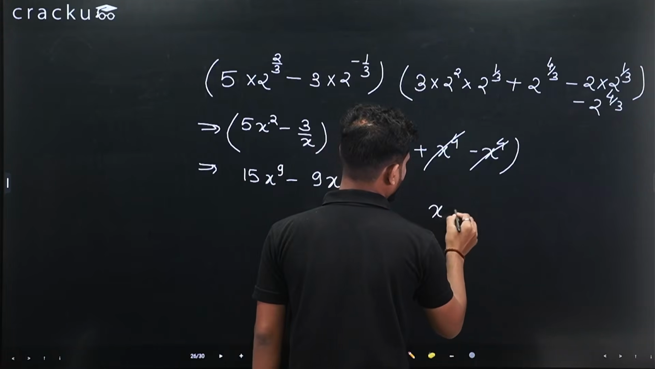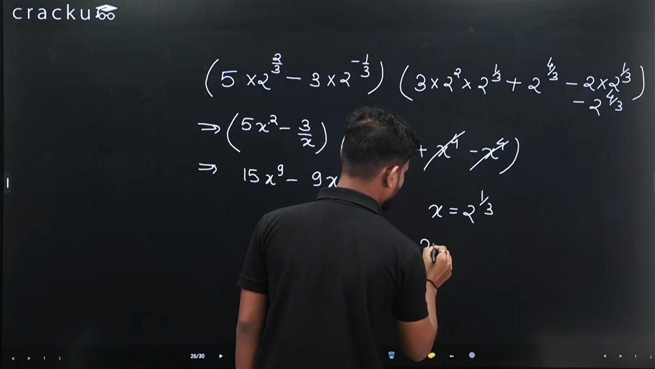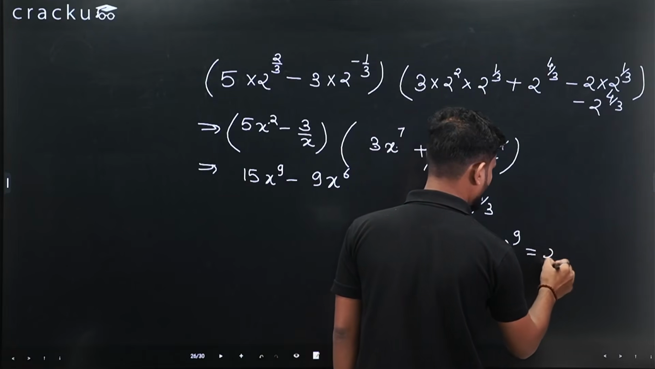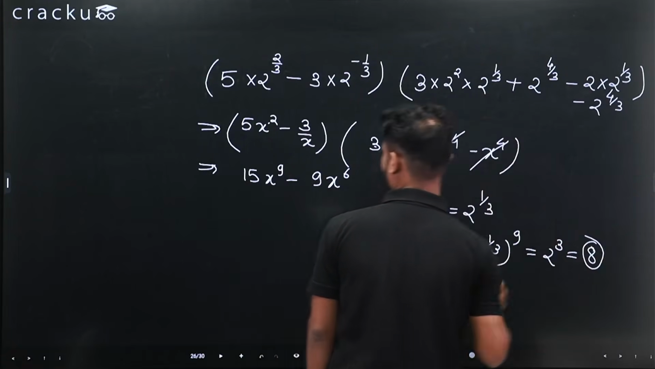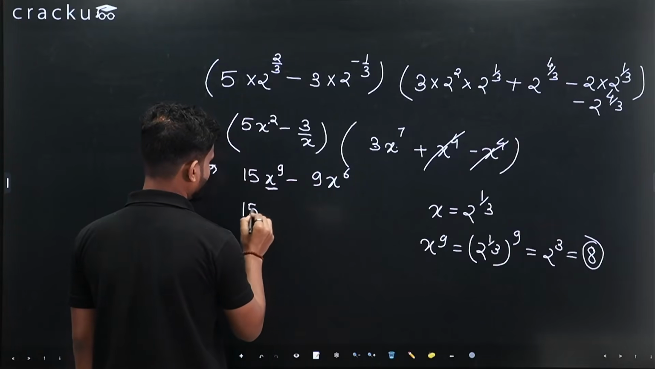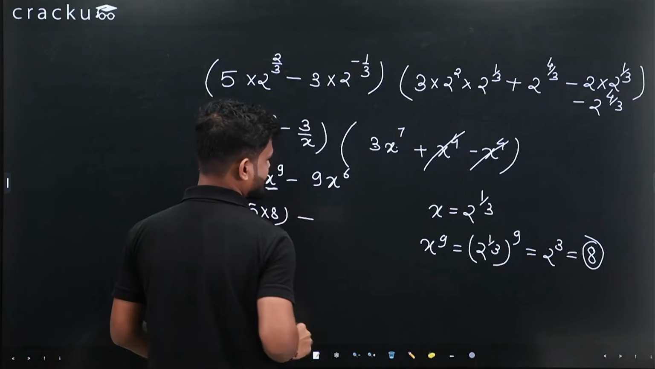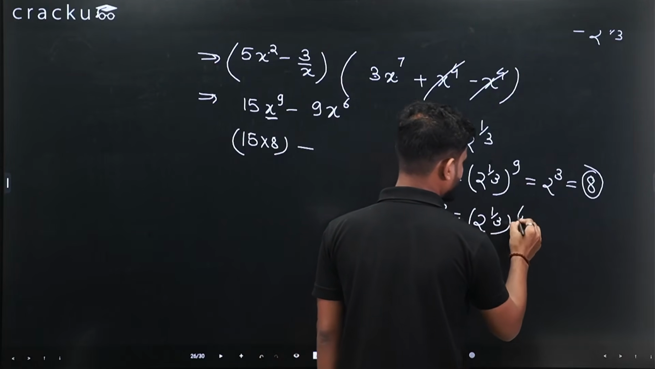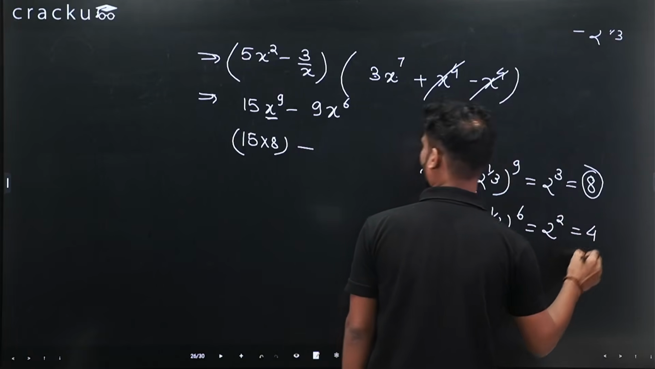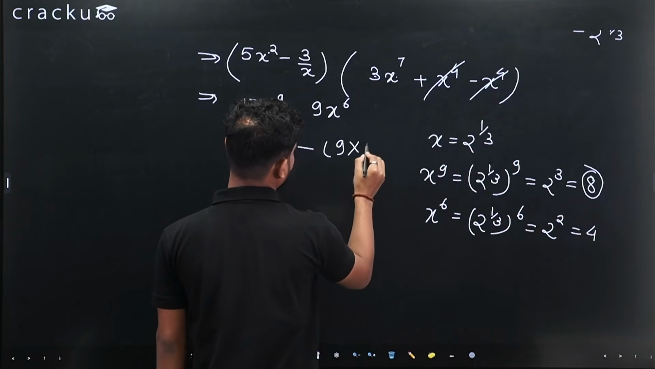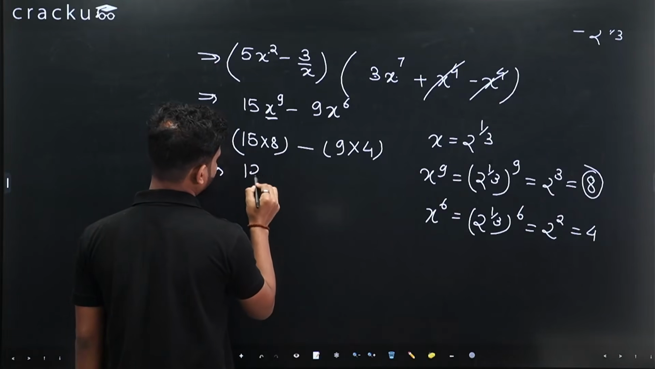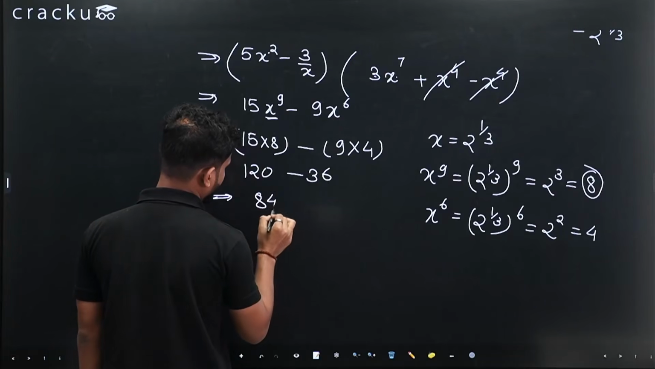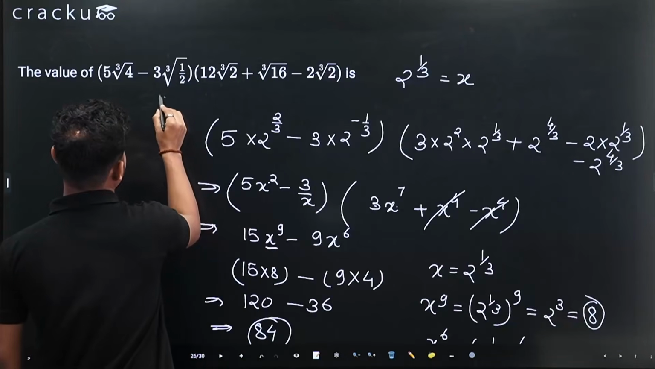Now x is equal to what? x is 2 raised to 1 by 3. x raised to 9 will be what? It will be 2 raised to 1 by 3 raised to 9, or 2 cube, which is 8. So this is 15 into 8, minus x raised to 6. It will be 2 raised to 1 by 3 raised to 6, which is 2 square, 4. So this is 9 into 4. So this is 120 minus 9 into 4, 36, which is nothing but 84. So 84 will be the correct answer here.